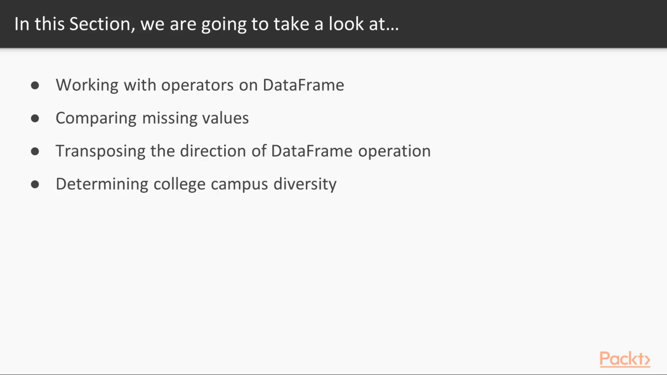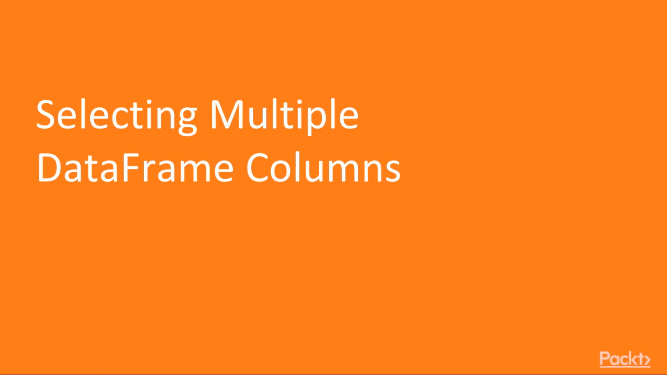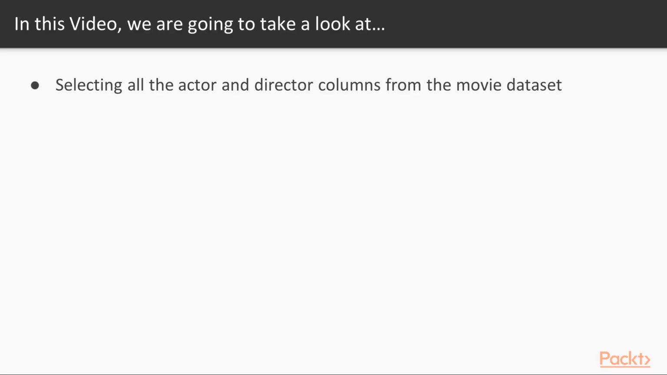After that, we will move ahead to see how to work with operators on a data frame, compare missing values, transpose the direction of a data frame operation, and determine college campus diversity. Let's move on to the first video of this section, selecting multiple data frame columns. In this video, we will select all the actor and director columns from the movie dataset.